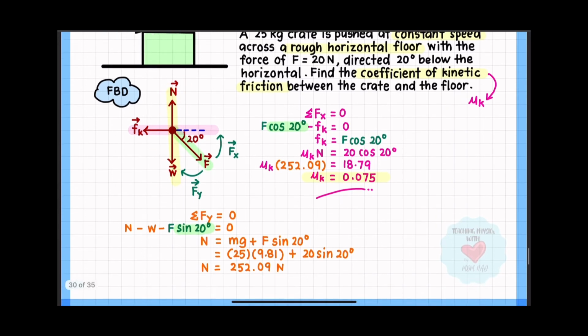Dan sangat kena hati-hati sebab kebanyakan pelajar dia akan buat summation Fy equal to 0, N minus dengan W. Force ni dia tinggal. Tak boleh lah, kena kutip semua. So N minus W minus with F sin 20 is equal to 0. Dan selalunya force ni dia akan tinggal lah, tertinggal, bukan tak tahu, tertinggal. Okay, so dapatlah normal force 252.09 Newton. You substitute in this formula, you will get mu k. Okay.